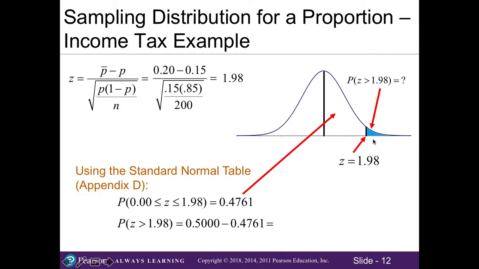For when the probability that our z-value is greater than 1.98 will be 0.0239, or a 2.39% chance that our probability will be greater than 1.98, or the probability that we will have more than 40 hacked tax returns out of our sample of 200.